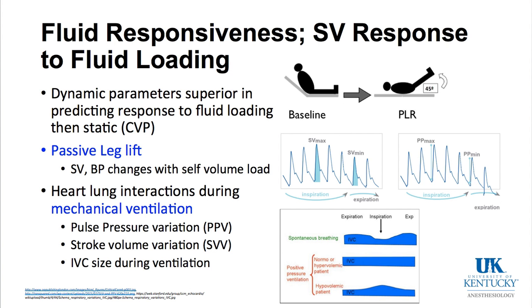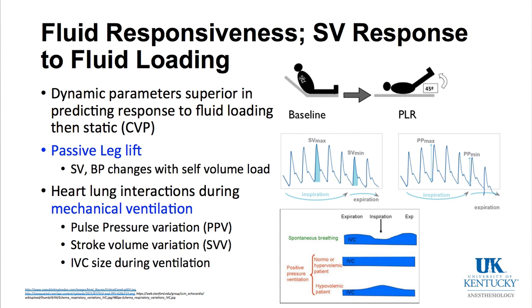One of the ways to test whether a patient is going to be fluid responsive and increase their cardiac output and stroke volume when you give them fluids is to do a passive leg lift, and that's demonstrated in the top graphic, showing a patient initially at baseline slightly head up, and then the back and head are put down, and the legs are lifted up 45 degrees.